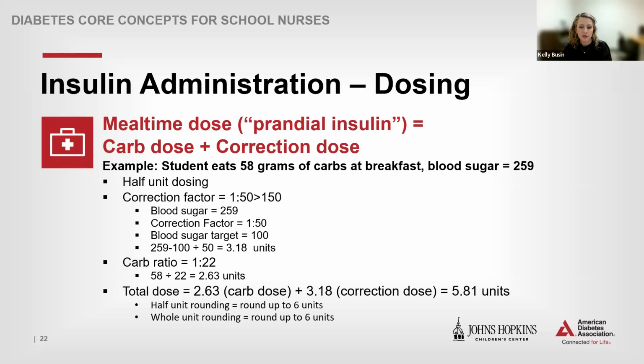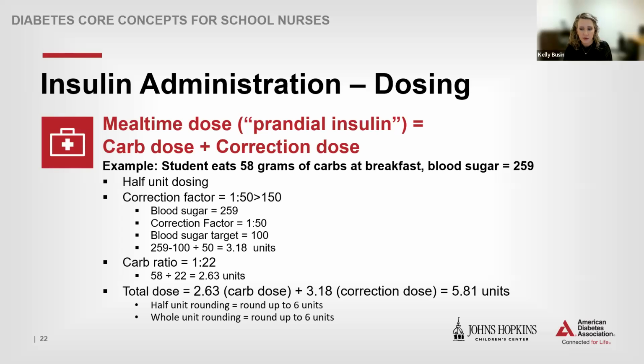And since the student is eating 58 grams of carbs, we'll divide 58 by 22, which equals 2.63 units. It is important not to do your rounding before you add the two values together because it might change the final insulin dose. So in our example, 2.63 units plus 3.18 units would equal 5.81 units. And now that we've added them together, we need to round.